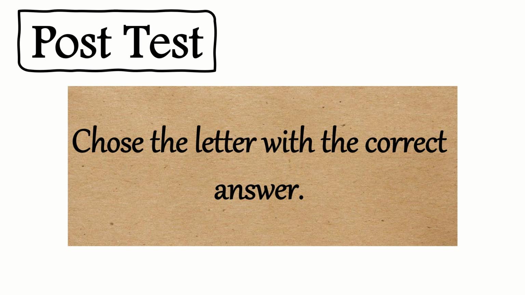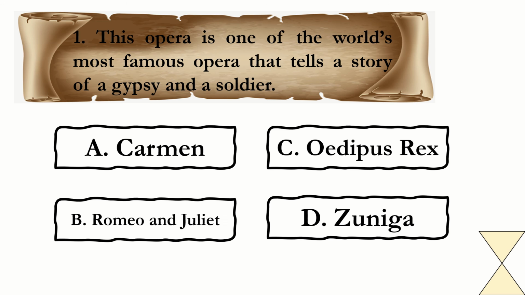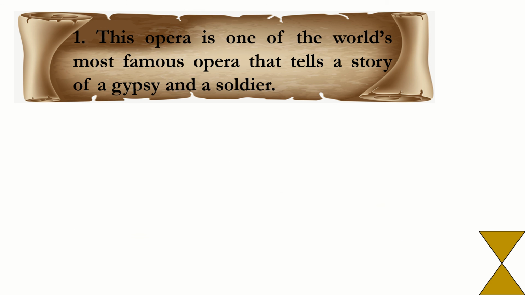So before we end this lesson, let's have a post test. Choose the letter with the correct answer. 1. This opera is one of the world's most famous operas that tells a story of a gypsy and a soldier. A. Carmen, B. Romeo and Juliet, C. Oedipus Rex, and D. Zuniga. The correct answer is A.